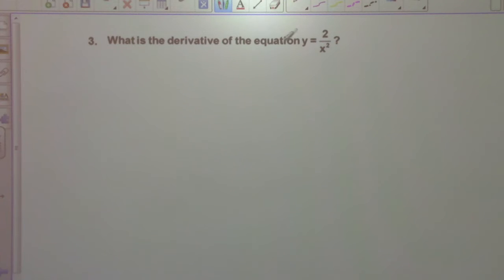The next, what is the derivative of the equation y equals 2 over x squared? Well, in calculus-friendly form, that's going to be 2x to the negative 2 power. So y prime is going to be equal to negative 2 times 2, or negative 4x to the negative 3 power. So y prime is going to be equal to negative 4 over x cubed.